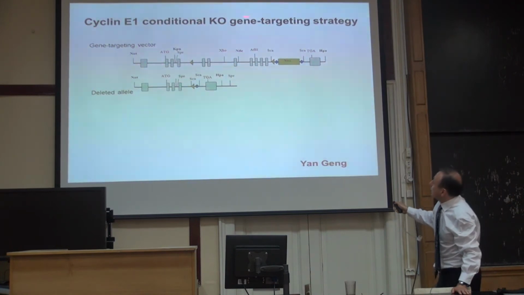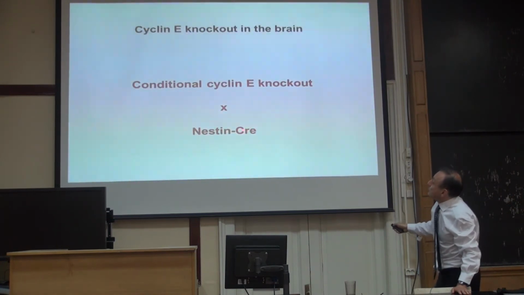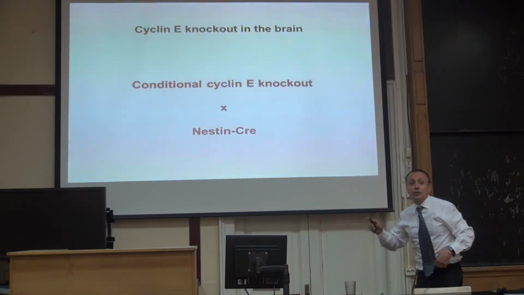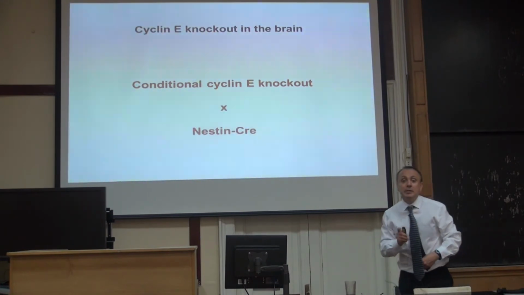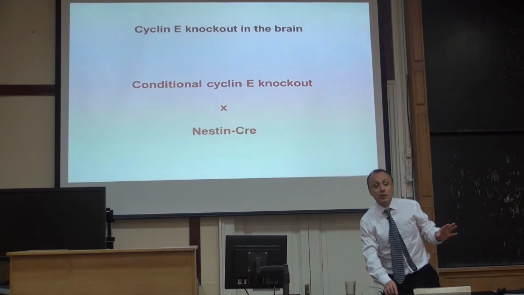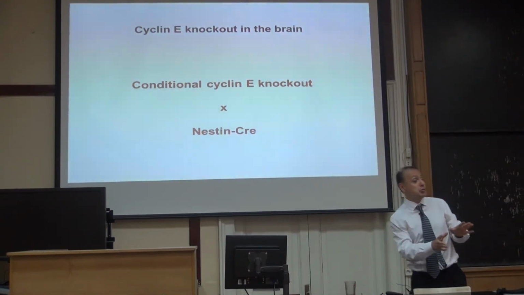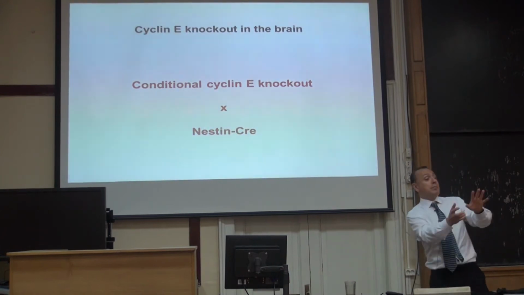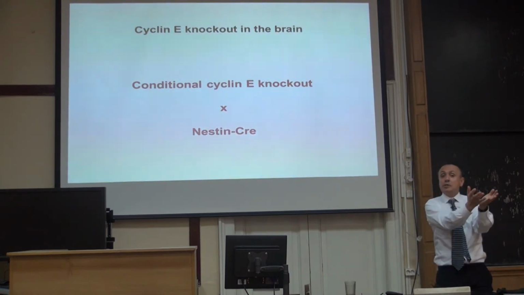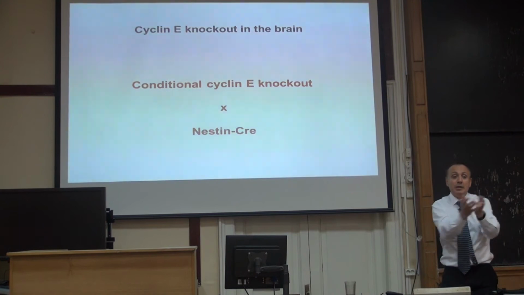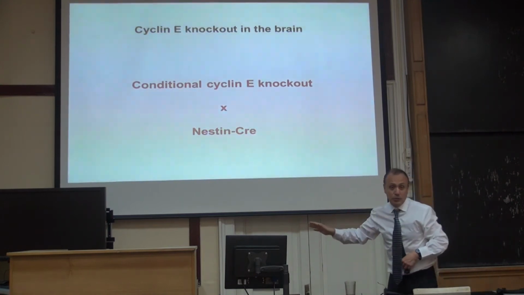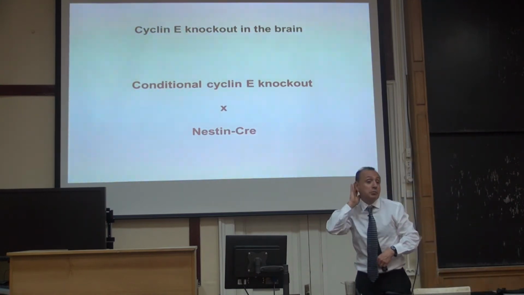So we take our conditional knockout mouse, and then we cross it with the Nestin-Cre mouse. This is a different kind of Cre, so I just want to spend 1 minute explaining it to you. So far, all the Cre expression I told you about was the inducible one, the one where we give mice something, we turn on Cre, and then we delete our gene. Nestin-Cre is a different kind of Cre. This is the Cre that is expressed in the brain.